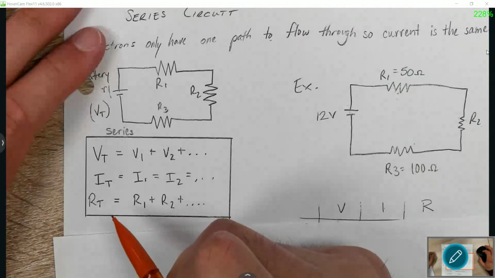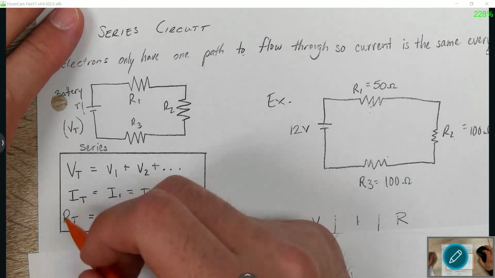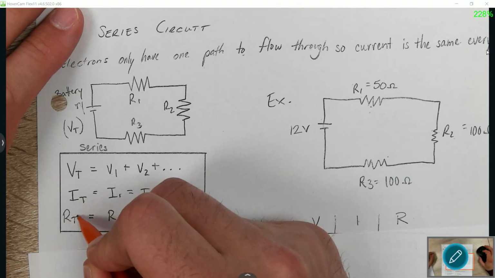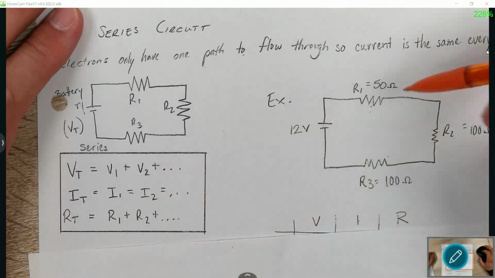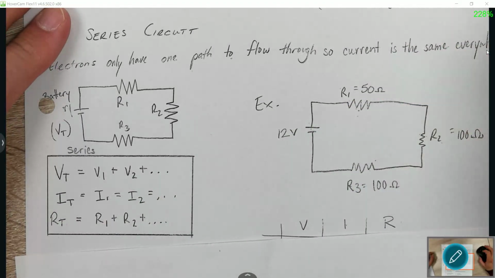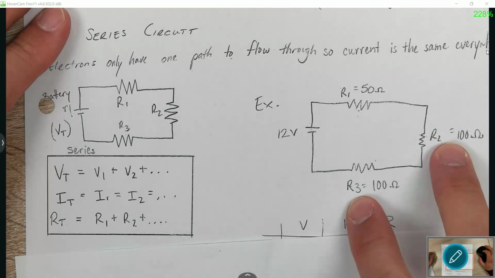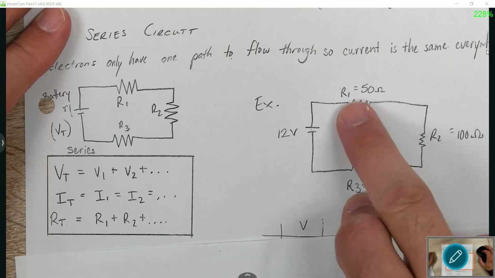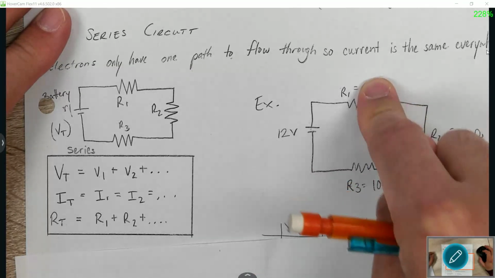Now, the total resistance for a series circuit. Sometimes you may see it as REQ, equivalent resistance. I use total resistance. All your resistor values added up is equal to the total resistance. And if you know the total and two of them, but not the third, you can take the total minus this one and this one, which would tell you the missing one.